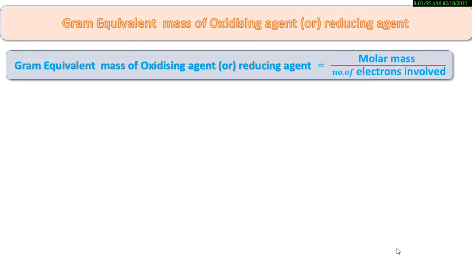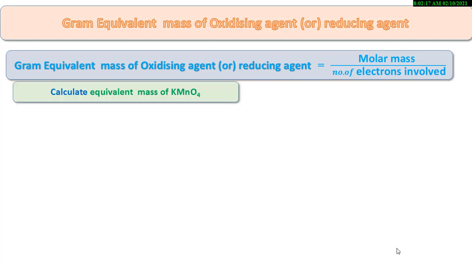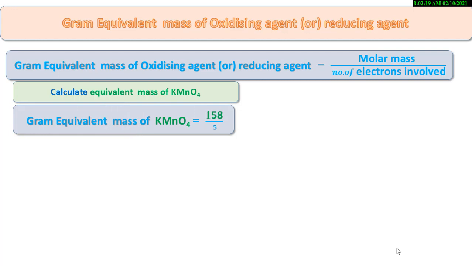Next one is gram equivalent mass of oxidizing agent or reducing agent. Gram equivalent mass of an oxidizing agent or reducing agent is equal to molar mass divided by the number of electrons involved during oxidation or reduction. Oxidation is the removal of electrons. Addition of electrons is called reduction. Calculate the equivalent mass of KMnO4, potassium permanganate.